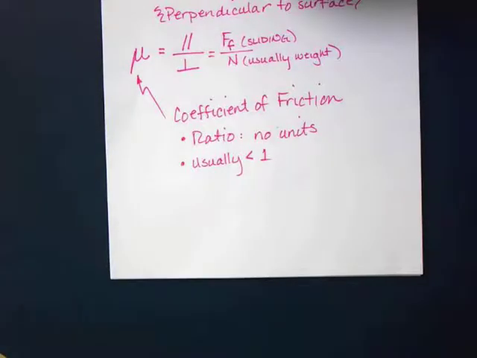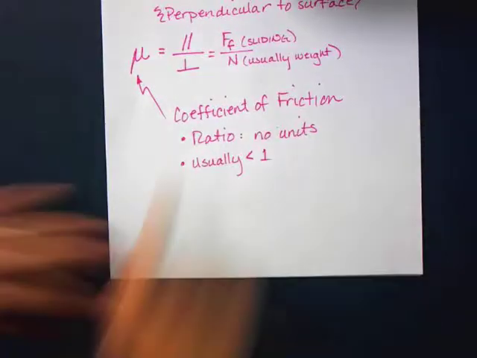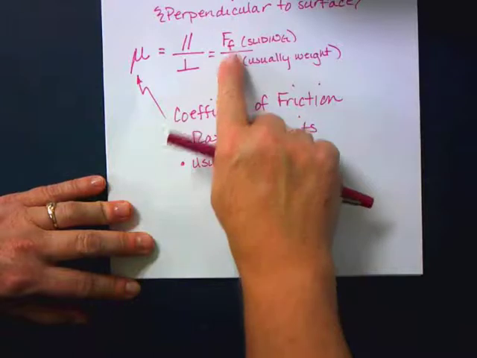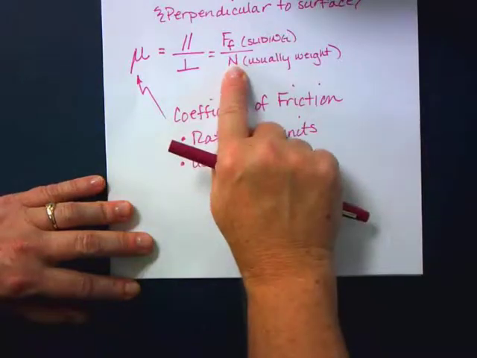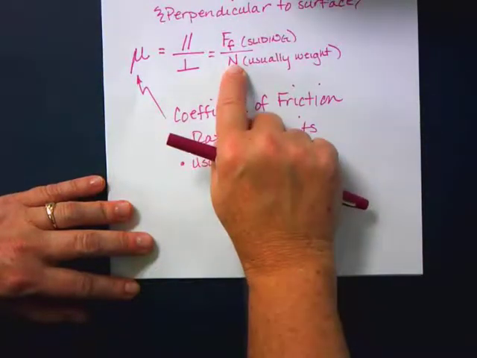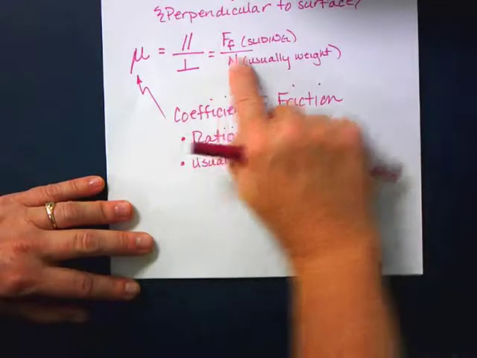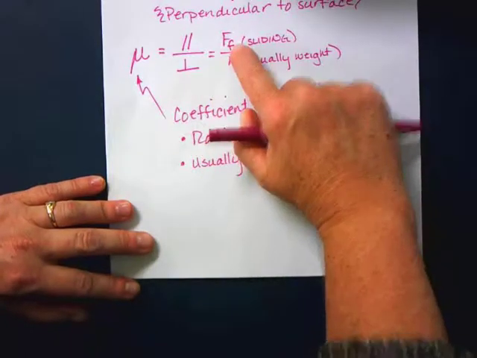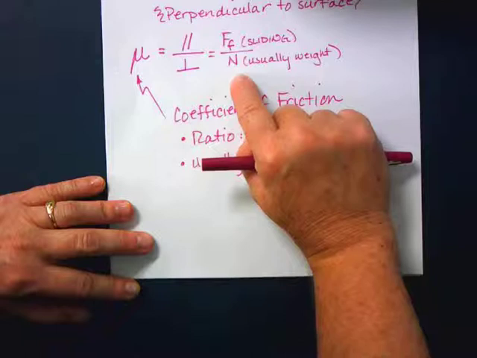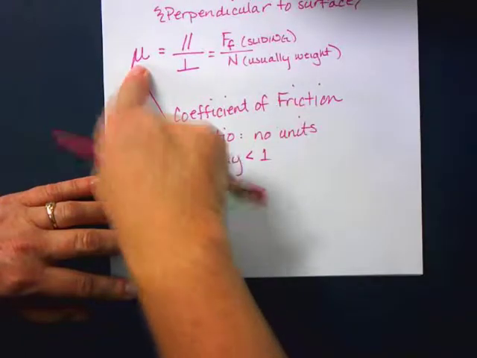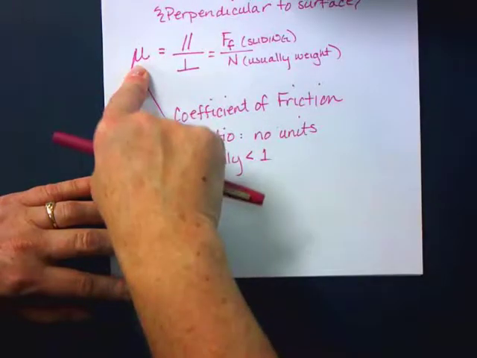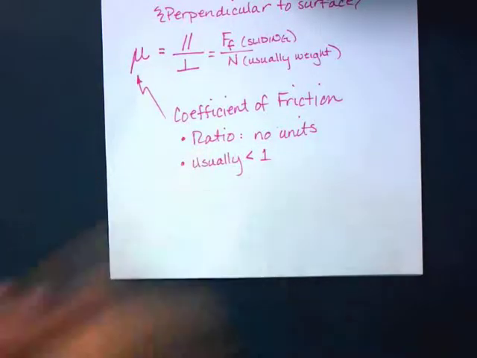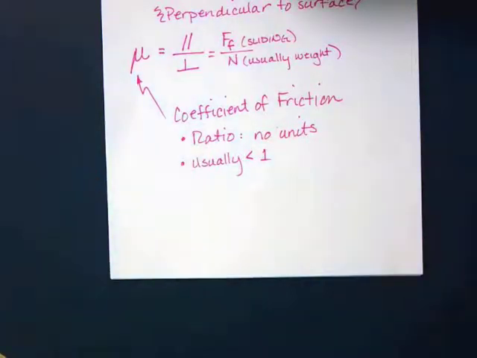You might be able to fit your arms around the couch. But what's going to be easier? Sliding. So if sliding is easier than the weight, then this number is smaller than this number, right? Are you with me? So if this is smaller than this, what's mu? Less than 1. So it's usually less than 1.